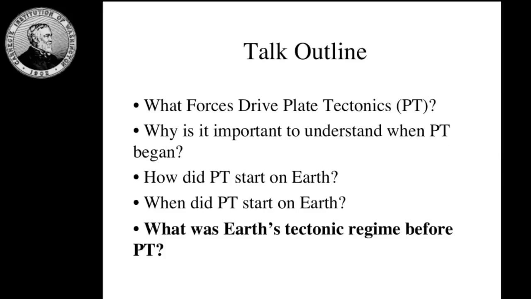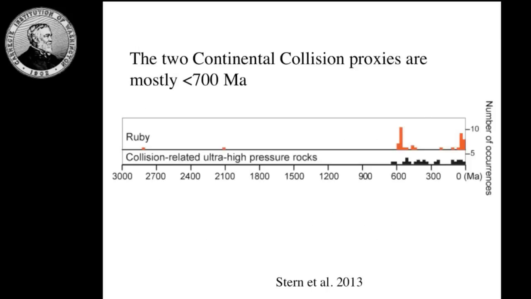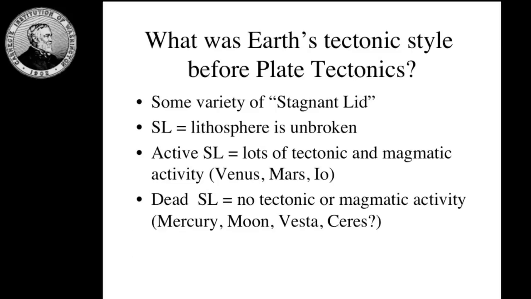Okay, so let's finish up with this last part, which is, now we've opened up the imagination space to say there was something before plate tectonics, and we're going to argue for quite a while about when that happened and how it happened. But if we do say that there was this time, then there had to have been something before, right? So it almost certainly was some form of stagnant lid.